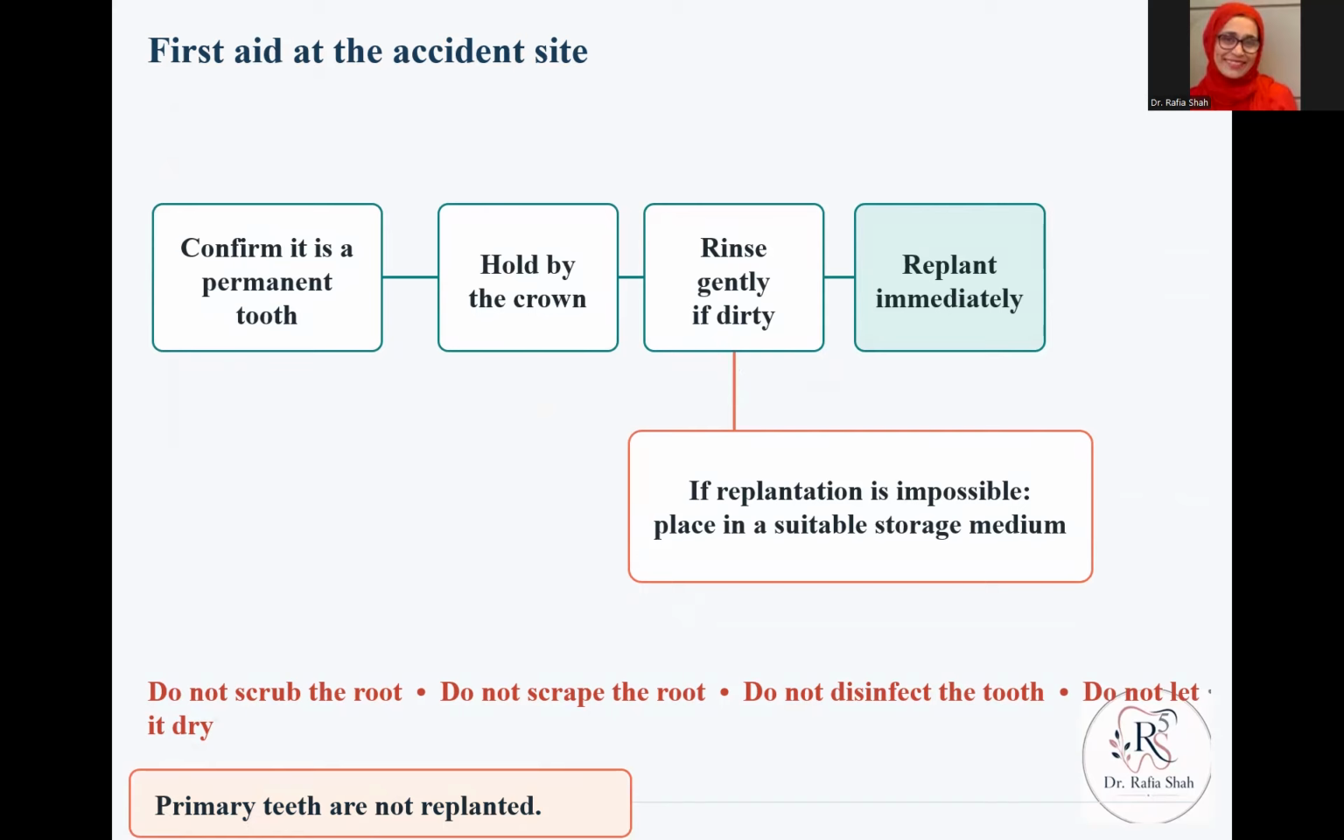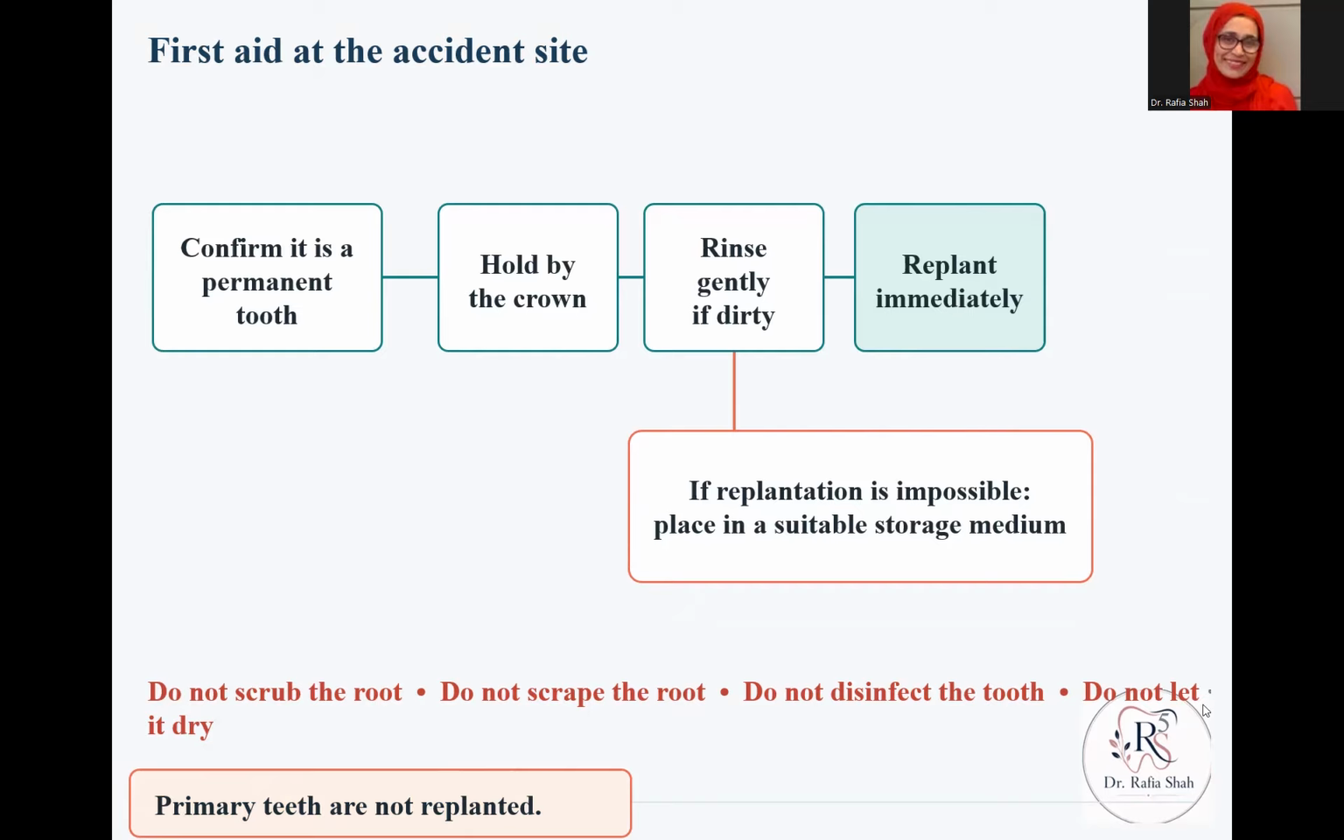So now the patient has come to you. What things you need to do after obtaining history and everything, you need to see first the age of the patient. If the patient is young, you need to first confirm whether the tooth is permanent or deciduous, because primary teeth are never replanted. We only replant the permanent teeth.